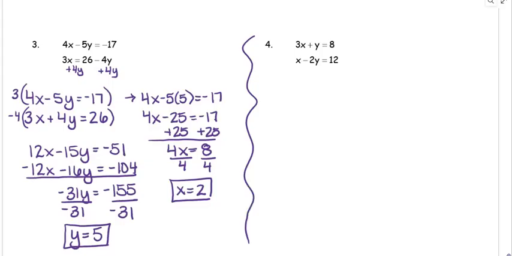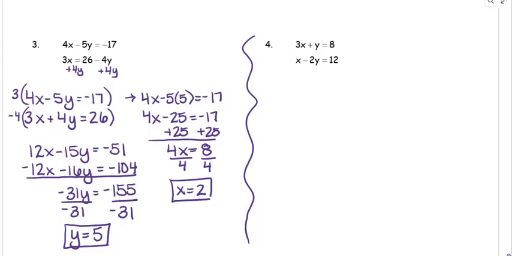Let's go ahead, let's try this last problem. Notice with number 4, the x and the y, they're already on the left side for the first equation. Same thing with the second equation, x and y, they're nicely stacked. The numbers are on the other side. I'm looking for opposite coefficients here. I don't have any. I can choose to try to get rid of the x's, or I can choose to get rid of the y's.